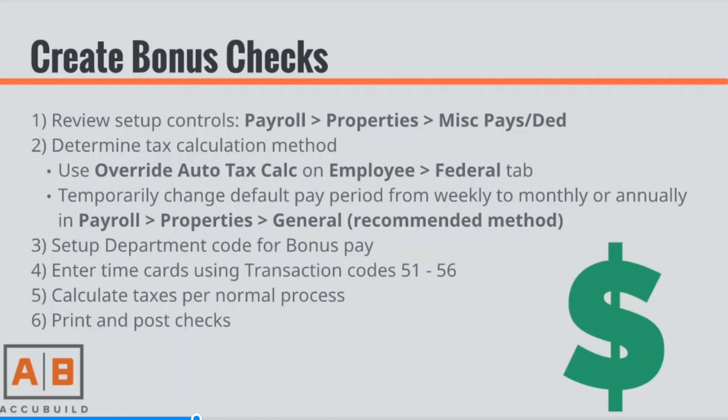Once your setup is complete, enter bonus check amounts through the Enter Update Time Cards process. Use transaction codes 51 through 56. In our demonstration shortly, we'll be using code 56. Be sure to select the correct department code for each bonus pay type. Otherwise, the system will revert to the department code on the employee record. Calculate taxes as you normally would. Then print and post your checks. Let's look at these steps in the software.